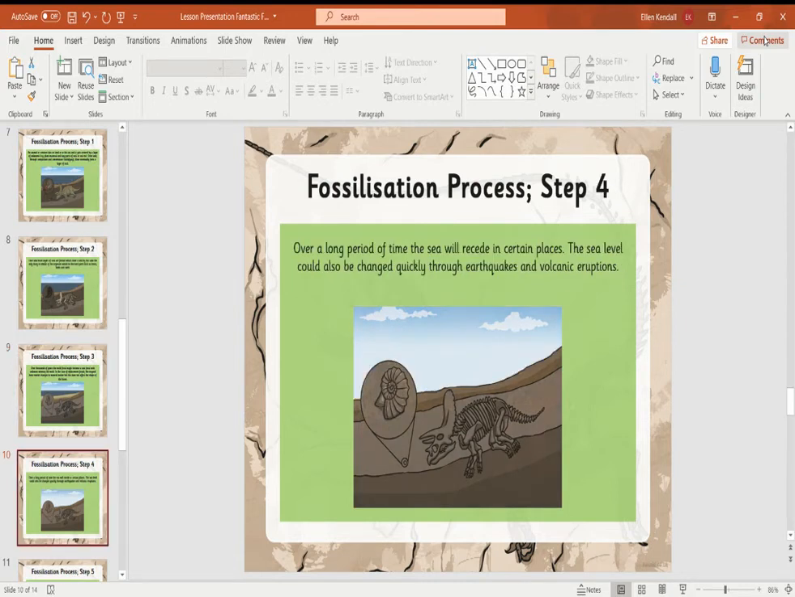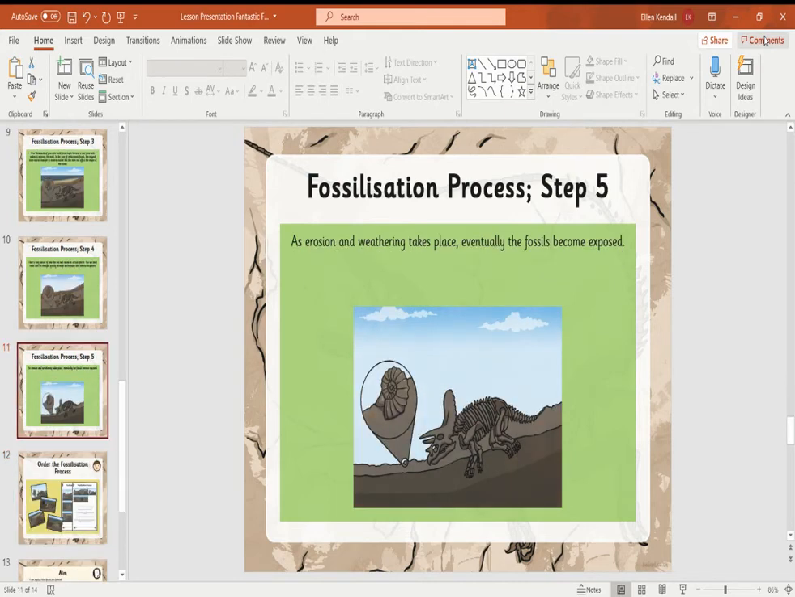And over a long period of time, the sea will recede, which means it goes back in certain places. The sea level could also be changed quickly through earthquakes and volcanic eruptions. As erosion and weathering take place, eventually the fossils become exposed.